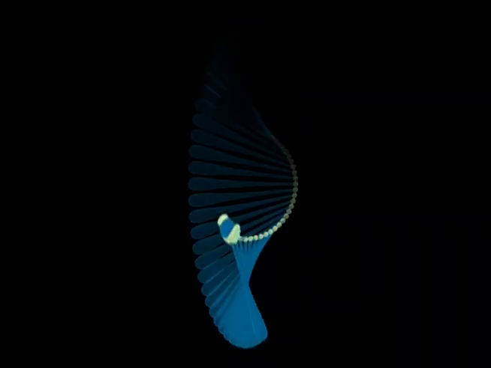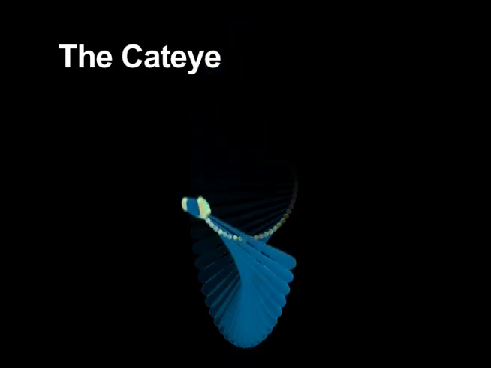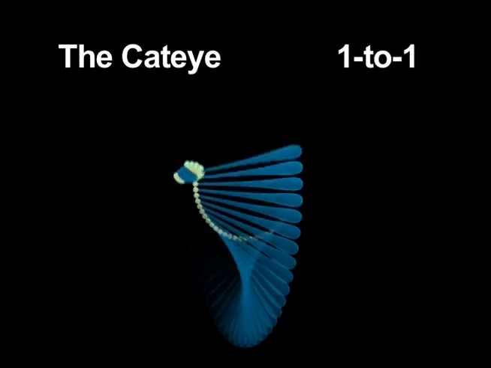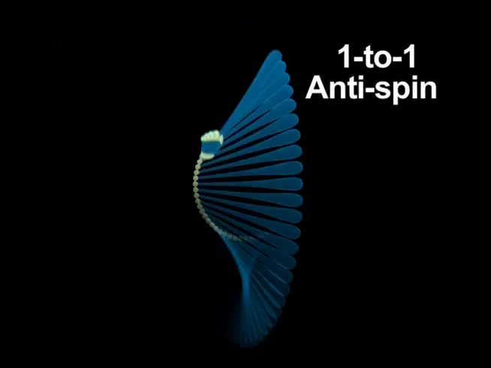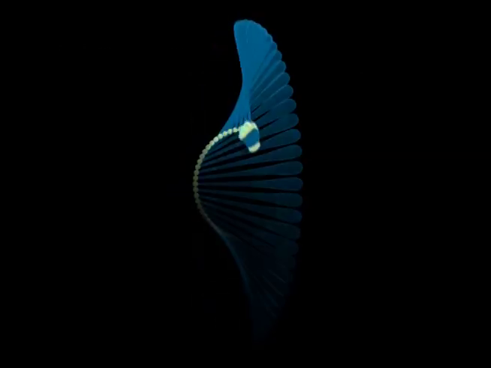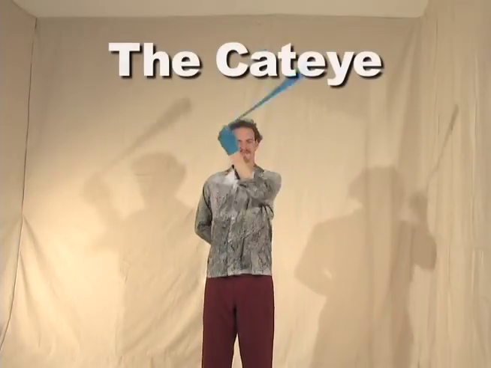The final driving style we'll introduce is the cat-eye. The cat-eye is a 1-to-1, but also an anti-spin. You make one hand circle for each poi orbit, but you trace them in opposite directions. This technique has its own DVD chapter called The Cat-Eye.